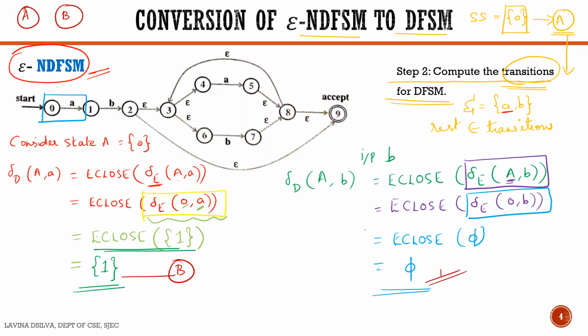Next we compute the transition for this state B for inputs A and B. On A we checked for A and B and we got a new state. Now from B we check for A and B. And the process continues till no new state is formed.